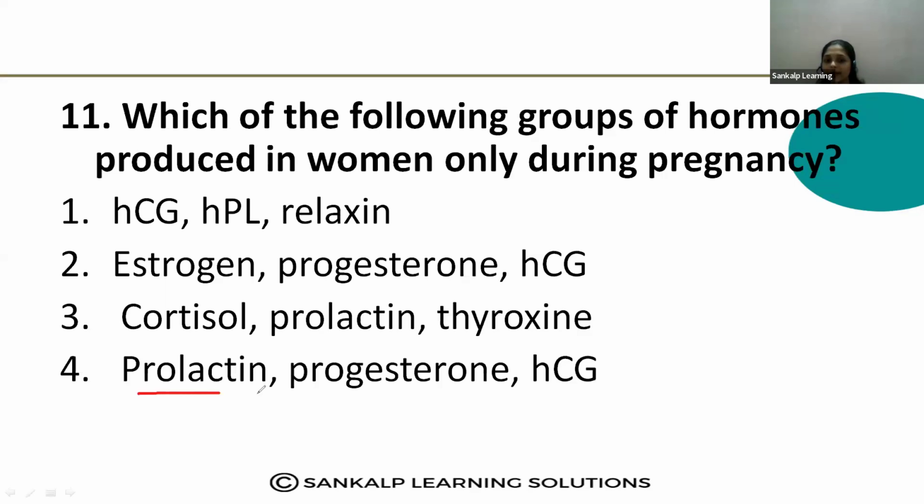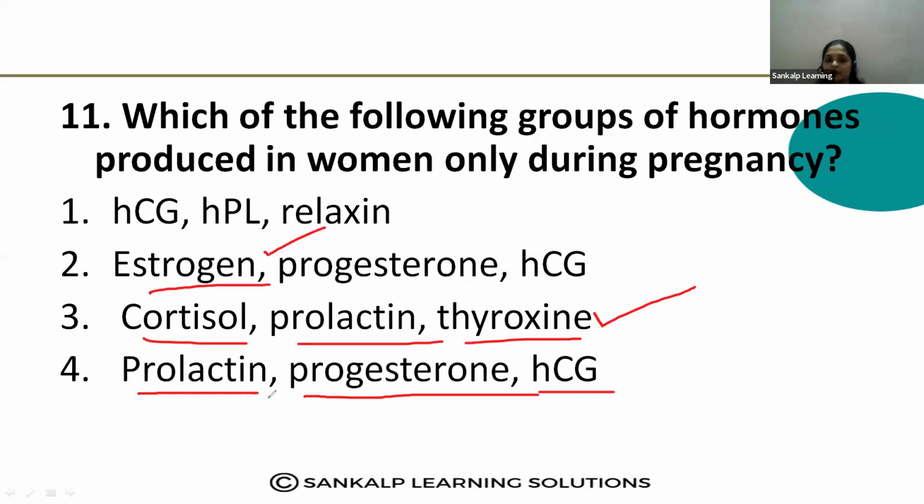See here, prolactin is produced during the pregnancy, but progesterone, but HCG. Okay. Cortisol, prolactin, thyroxine, but thyroxine is produced other than the pregnancy period also. Estrogen is also produced other than the pregnancy period. HCG, HPL and relaxin, they are produced only during the pregnancy, right? So you can observe that these three are produced only at pregnancy time. So this is also very important.